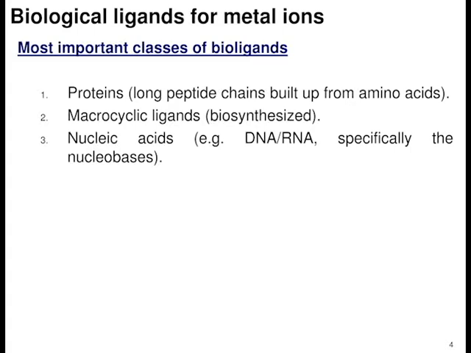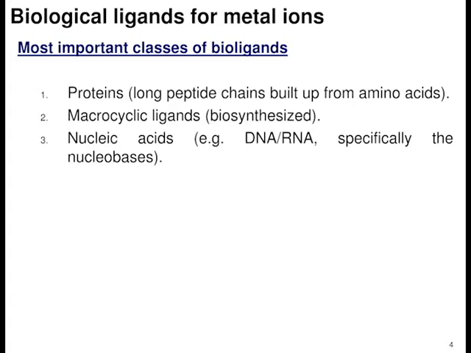So this can be found in the hemoglobin. It is a macrocyclic, synthesized only in bacteria, plants and algae. It's synthesized from glutamic acid. But you can actually buy the porphyrin ring commercially.